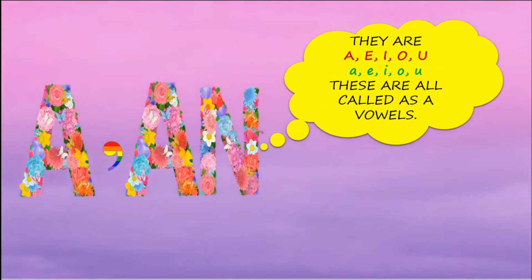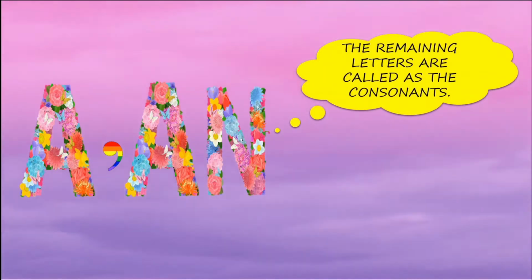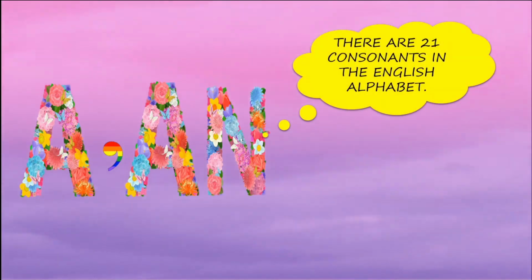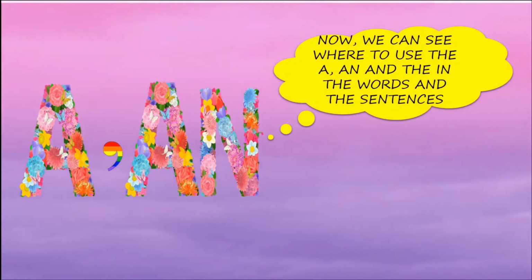As I said before, in 26 letters, 5 letters are vowels. And the other letters, that is, the remaining letters are called consonants. There are 21 consonants in the English alphabet. Clear, children? Now, we can see where to use a, an and the in the words and sentences. Let's see, children.